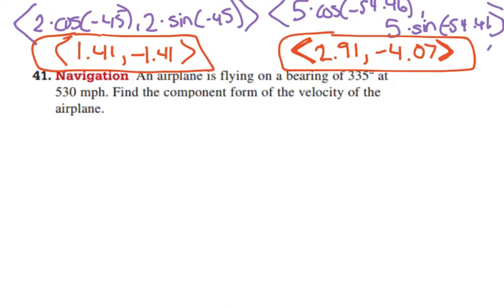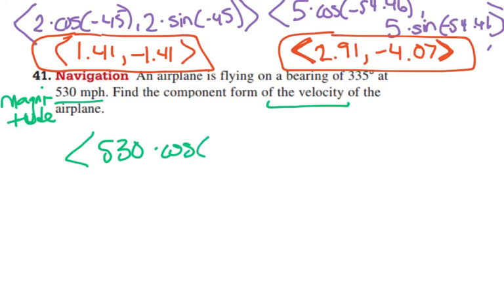Alright, an airplane is flying on a bearing of 335 degrees at 530 miles per hour, and we need to find the component form of the velocity of the airplane. So, weird that they're saying of the velocity because 530 is that, but anyway, they've just mentioned it twice. So, we're going to do the same piece again because we know the magnitude. Is 530, and then we're going to multiply that by cosine of the angle that is given, and then 530 for the magnitude times the sine of 335.